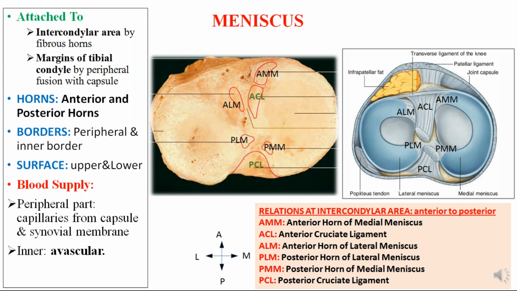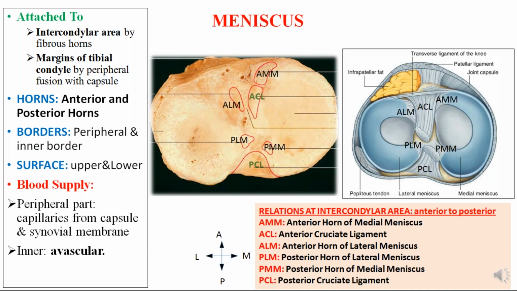So now let's summarize all the relations at the intercondylar area from anterior to posterior, which is important for you. So the first is the anterior horn of medial meniscus. The second is the anterior cruciate ligament. Third is the anterior horn of lateral meniscus, followed by the posterior horn of lateral meniscus, then the posterior horn of medial meniscus, and the last one is the posterior cruciate ligament.